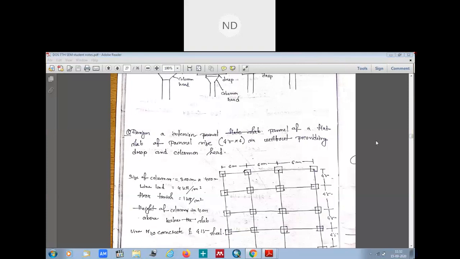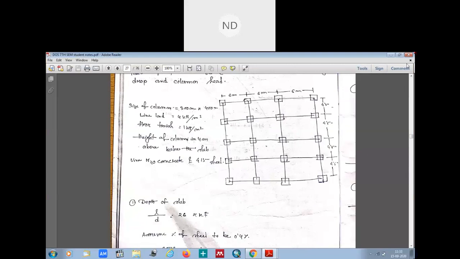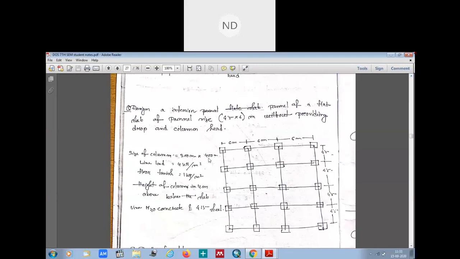See here, this is a question on flat slab without a column head and a drop. Design an interior panel of a flat slab of panel size 4.5 by 6 meter, without providing drop and column head. These are your given things. Size of the column is 300 by 400. These are your columns here. Live load is given to you.